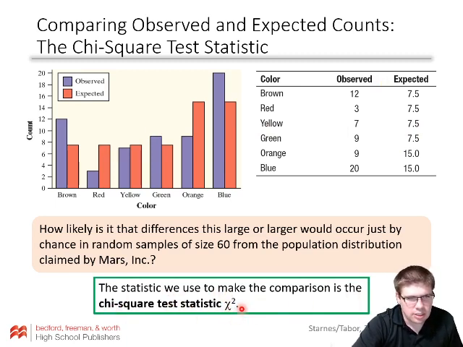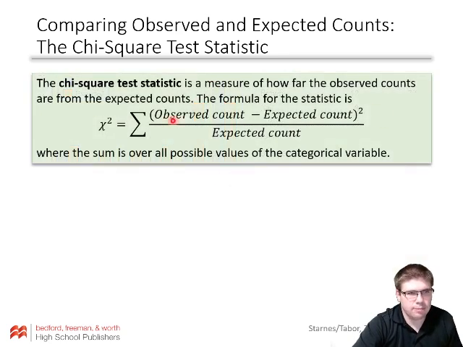And so the test statistic that we use to make this comparison is the chi-square test statistic. This is a little Greek symbol. It looks like an X, but it's kind of like a squiggle X. That's the symbol chi, the Greek letter, and then squared. And it comes from this formula here. So the chi-square test statistic is a measure of how far the observed counts are from the expected counts. The formula for the statistic is observed minus expected squared divided by expected.